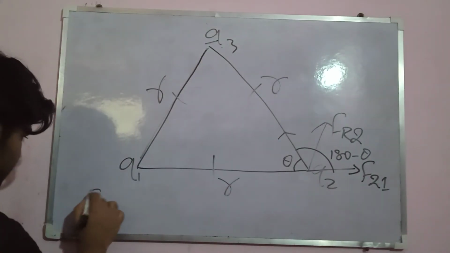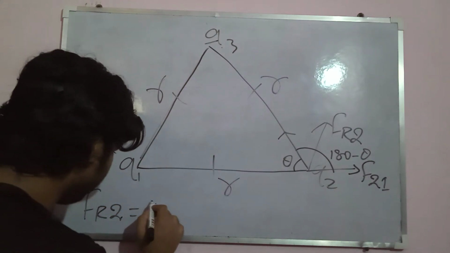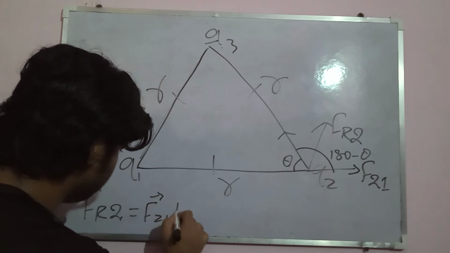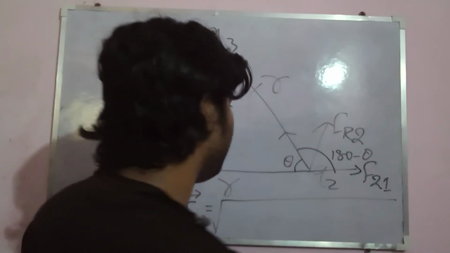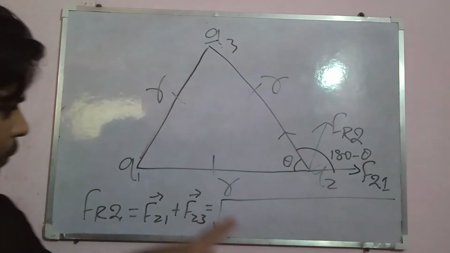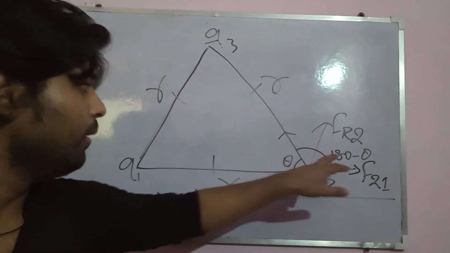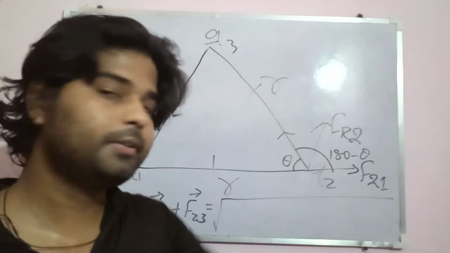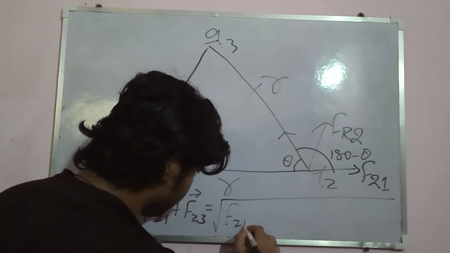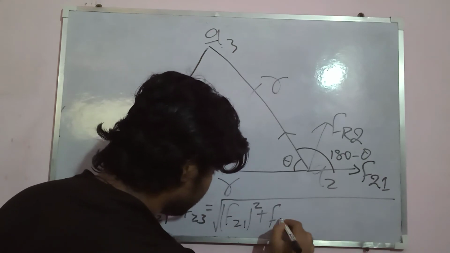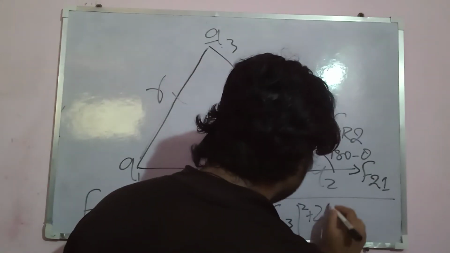So again, FR2 is equal to F21 plus F23, and this time we apply the parallelogram law using this angle, not that angle. We have to use this angle to find the resultant force between this and this. F23 magnitude squared.